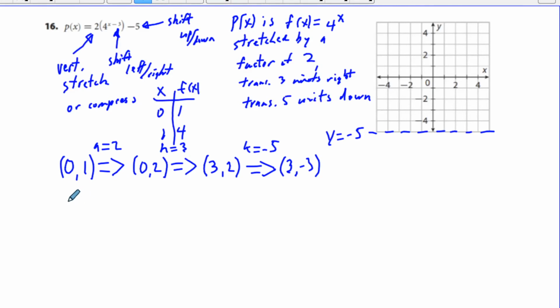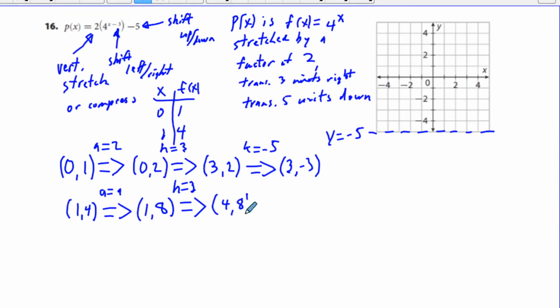Now next, we're going to take the point 1, 4, and we're going to multiply this by a by 2, and working that out, we're going to take this 4, multiply it by 2, and get 8. Next, we have h is equal to 3. So we have 1 plus 3 is equal to 4. And then we have k is equal to -5. So that's going to be 4, 8 minus 5, which is 3.